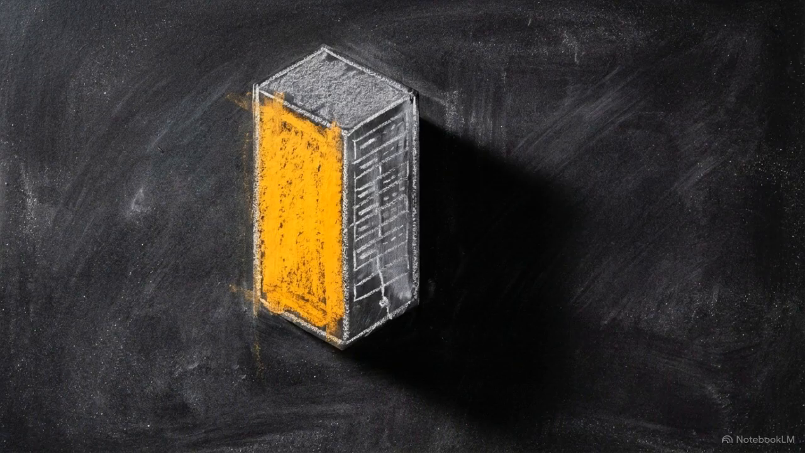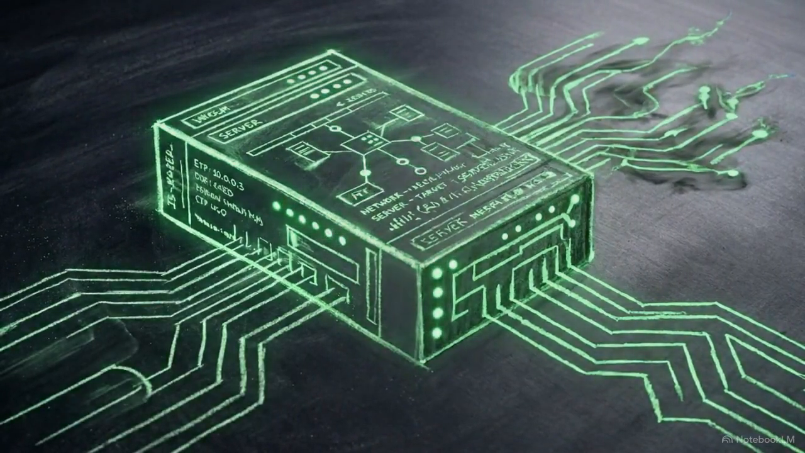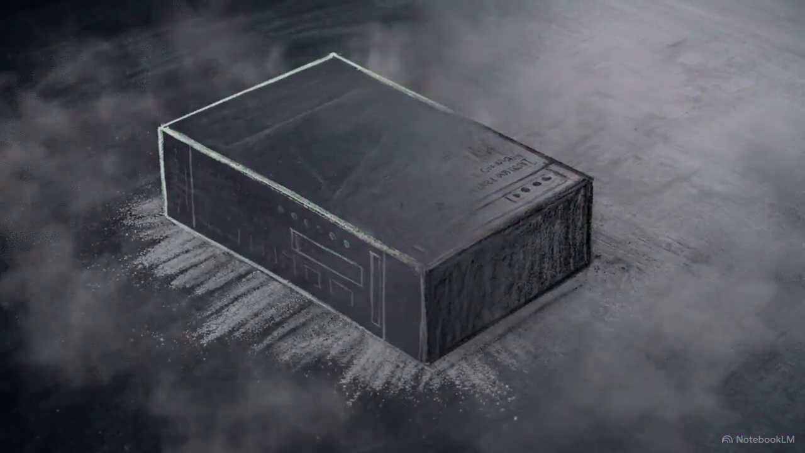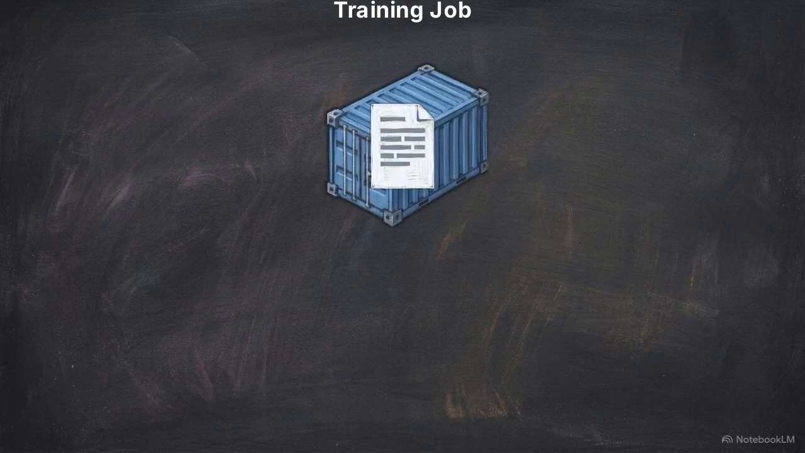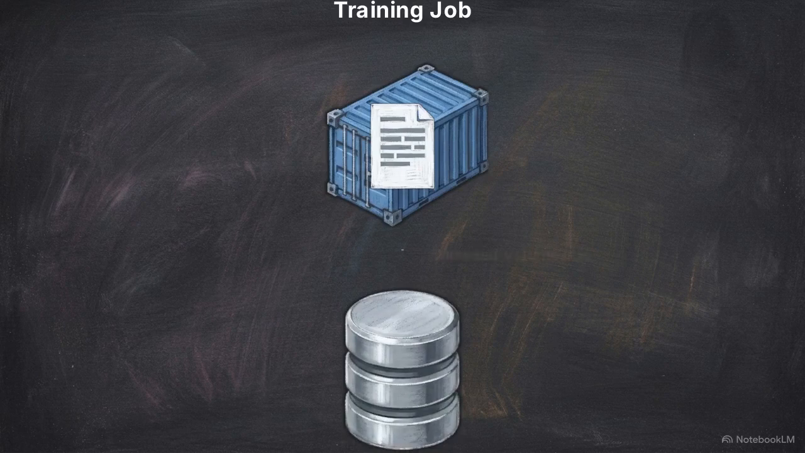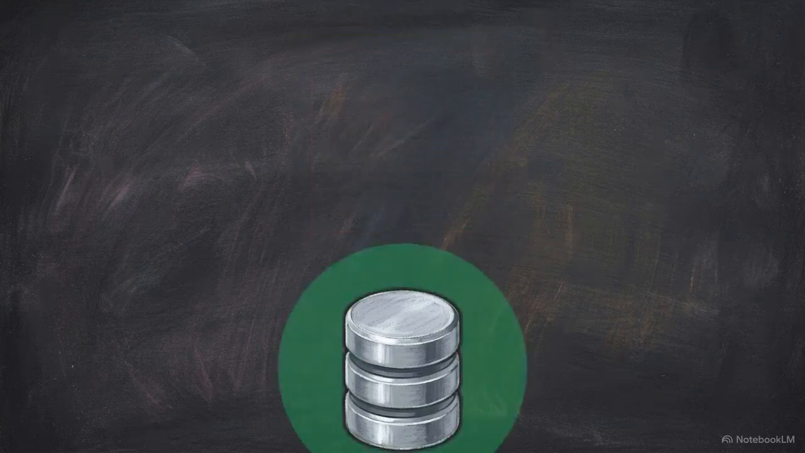Running these isolated containers introduces a specific risk. A container is temporary. If the container running your training job stops or restarts unexpectedly, the trained model inside it is instantly deleted. To safeguard those outputs, we execute our run command with an explicitly mounted persistent local storage volume. This ensures the output data drops safely into a permanent storage directory, surviving even if the container itself is destroyed.